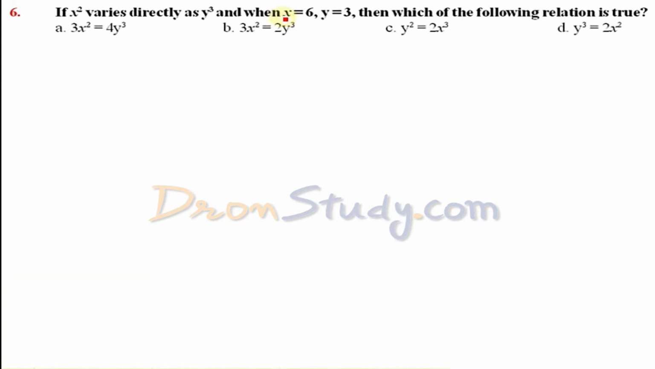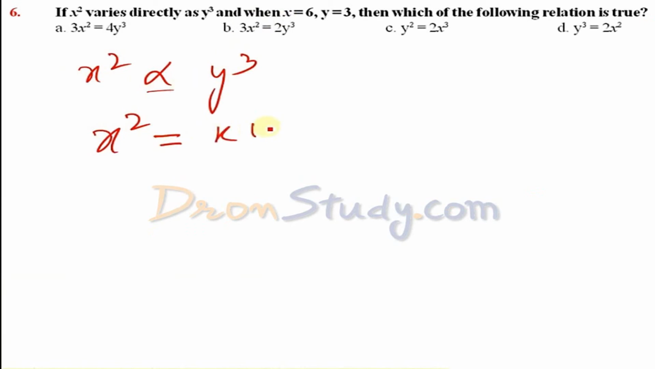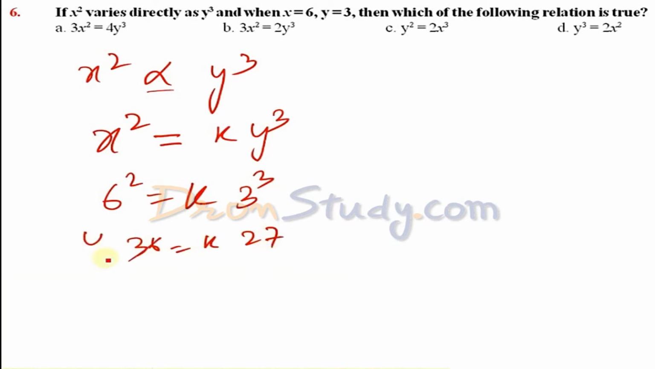Question number 6. It is given that x square is directly varied as y cube. So remove this variation sign, we put a constant. Now given that x is equal to 6, so 6 square is k, y is equal to 3 cube, so 36 is equal to k 27. 9 4s are 36, 9 3s are 27, so k value is 4 by 3.